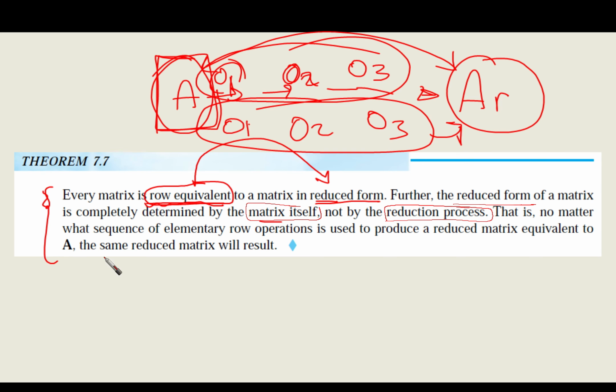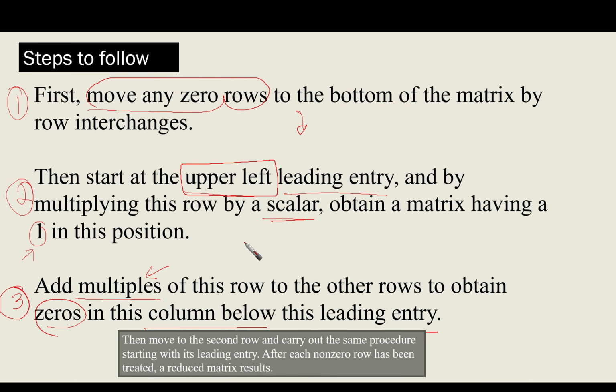That is, no matter what sequence of elementary row operations is used to produce a reduced matrix equivalent to A, the same reduced matrix will result. Okay, it is simple logic and no problem with this to be understood. Now let's go to the steps of the solution for obtaining the reduced matrix.